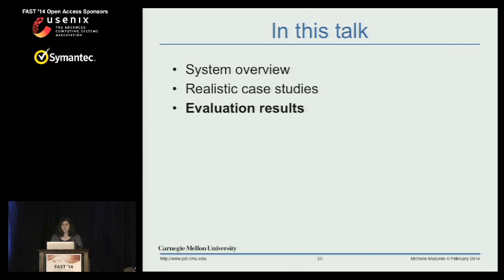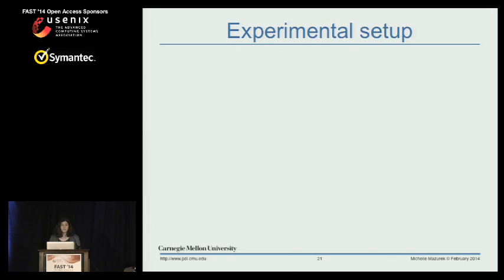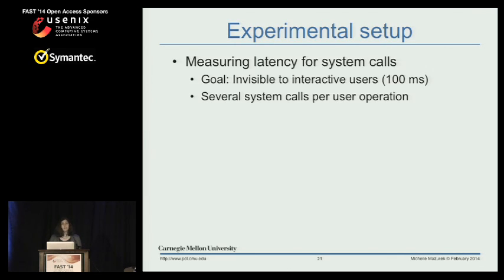So the results of our evaluation. First I'll talk about our experimental setup. Our goal here is to measure the latency of these system calls. We know from the HCI literature that operations that take less than 100 milliseconds are invisible to users. But we know, of course, that there are several system calls that go into any user visible operation. So we want to make sure that all of our system calls fall well underneath that limit.